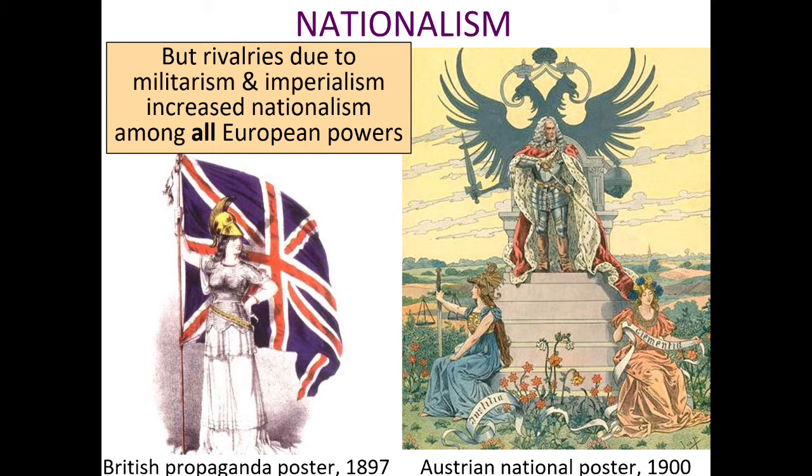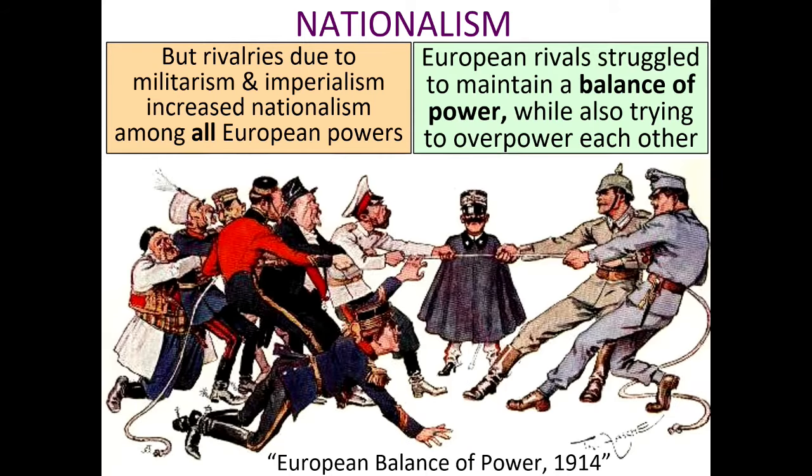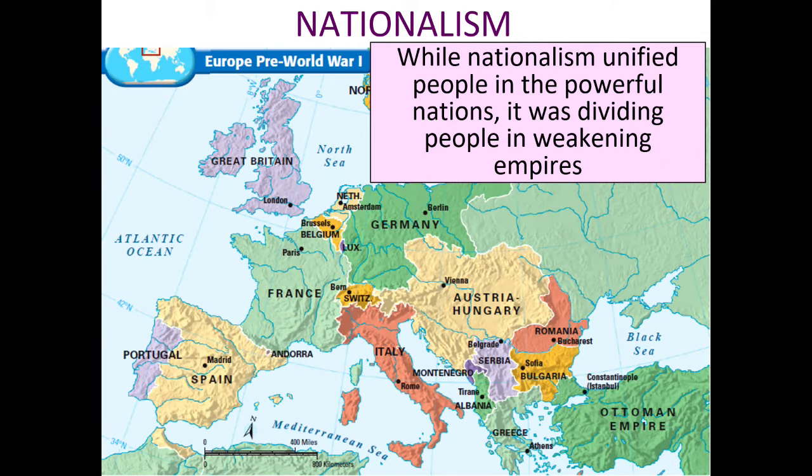Back to nationalism here. Rivalries due to militarism and imperialism increased nationalism among all European powers. European rivals struggled to maintain a balance of power while also trying to overpower each other. While nationalism was unifying people in the powerful nations such as Great Britain, France, Germany, Italy, it was also dividing people in weakening empires like Austria-Hungary, the Ottoman Empire, Russia.